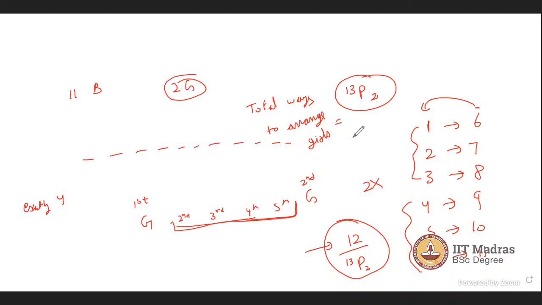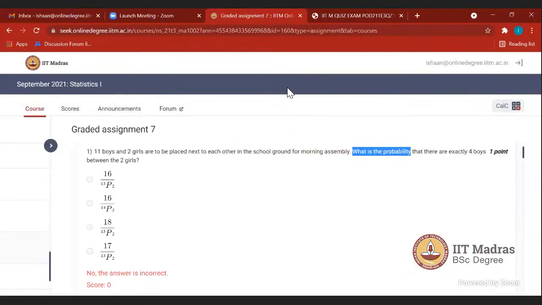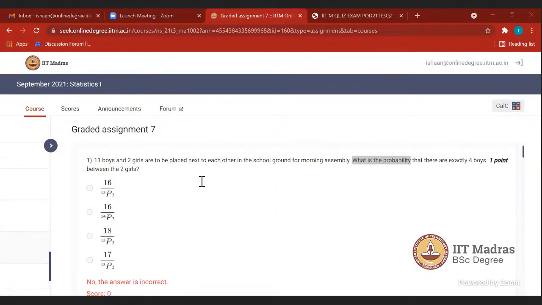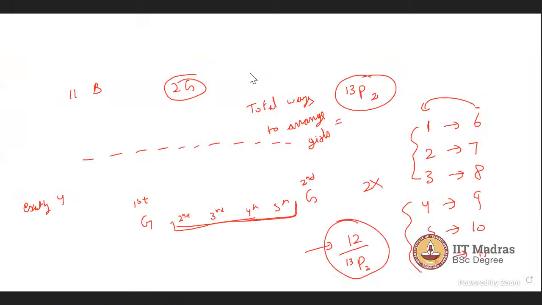Sir, but the answer is 16 by 13P2. I may have missed some case, is it? Okay, I may have missed some case. Sir, actually it is 13 places, na? 11 boys plus 2 girls. Oh yeah, it was 13 places. I missed 2 places. So 2 more places will be there: 6 and 11, 7 and 12, and 8 and 13. So 8 cases, 8 times 2 is 16.